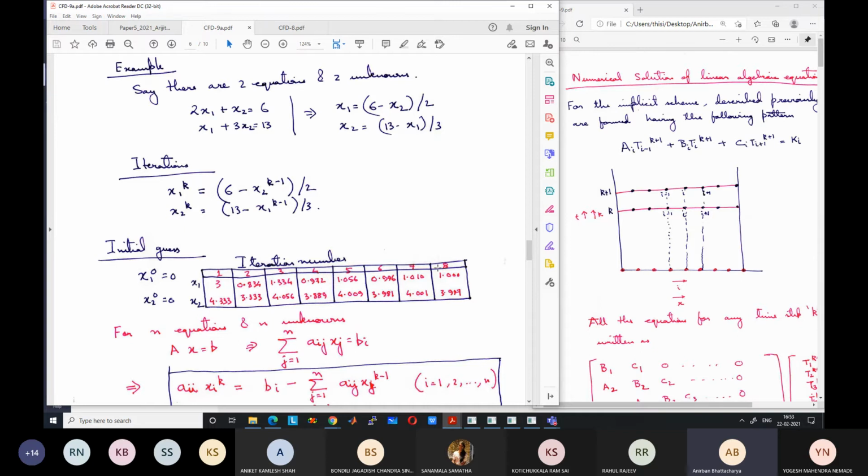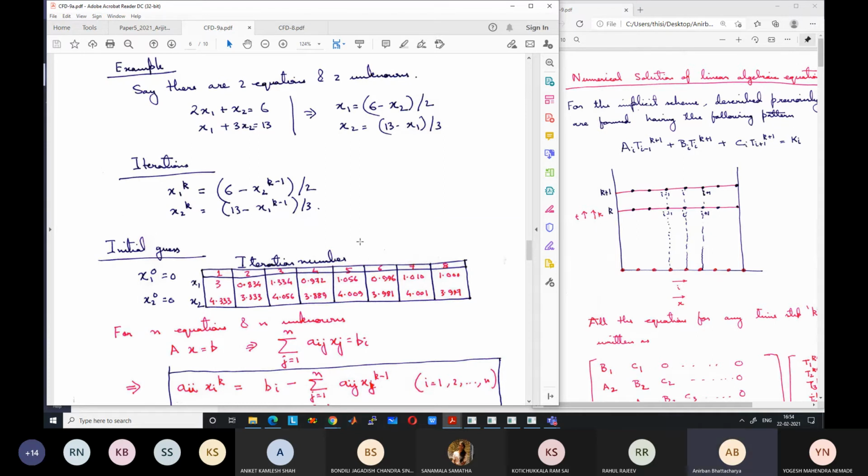I can use 10 to the power minus 4, 10 to the power minus 5, or 10 to the power minus 6. If I use 10 to the power minus 2, I will get a very inaccurate solution, 1% error, okay, which is very high. So typically we use 10 to the power minus 6 or 10 to the power minus 5 for our solutions. Sometimes 10 to the power minus 4 is also acceptable.